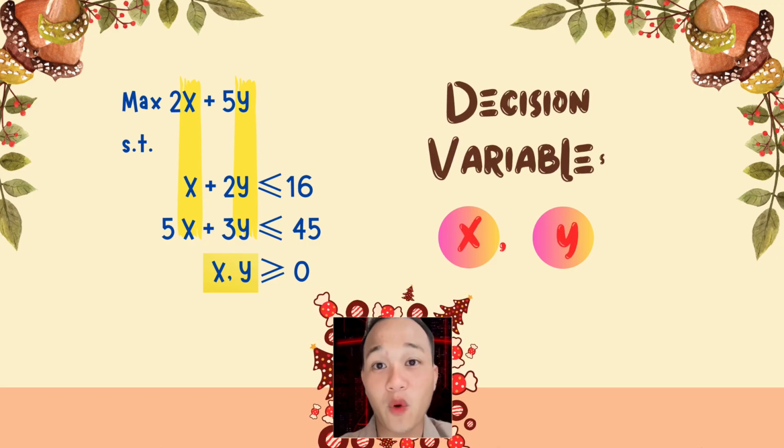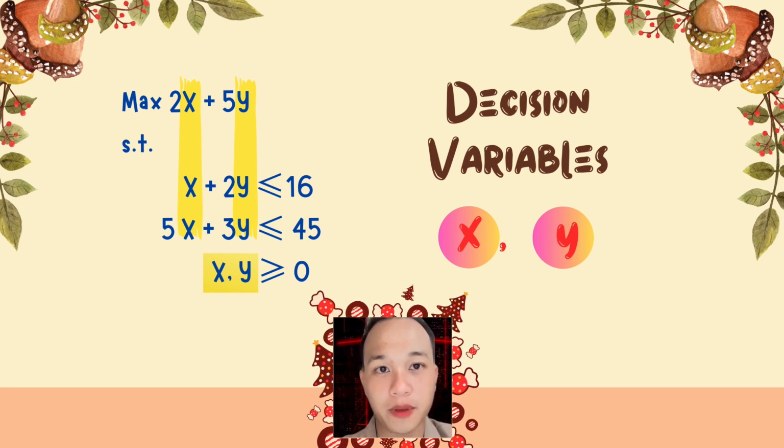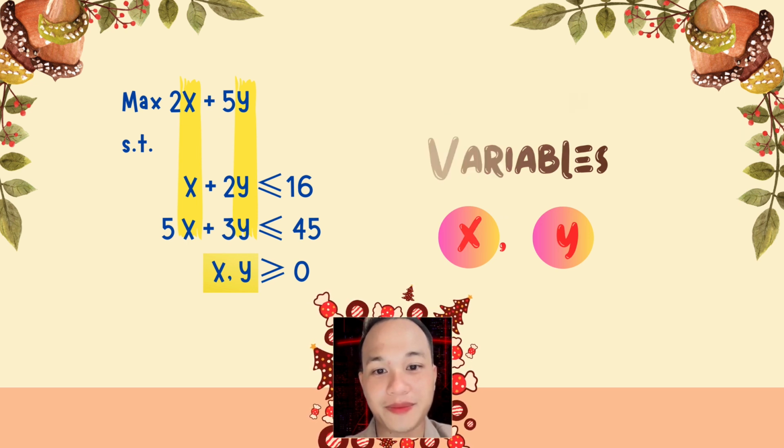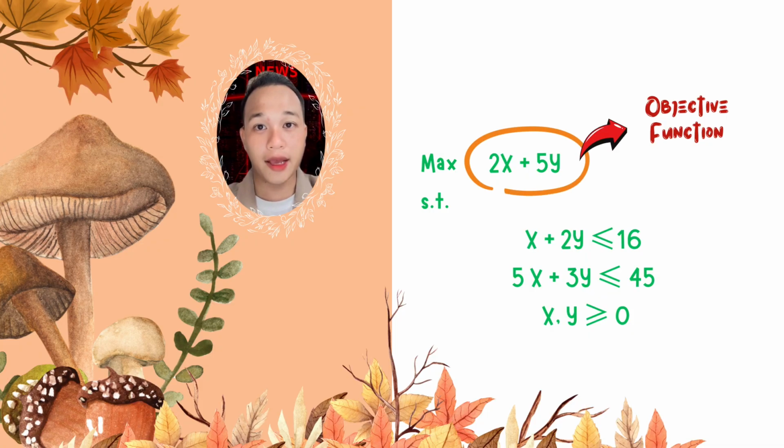The x and y in this model are referred to as decision variables. They tell us what quantity to buy, produce, sell, or transport, and so on. The 2x plus 5y here is referred to as the objective function, which I want to maximize. In linear programming, I either maximize or minimize the objective.